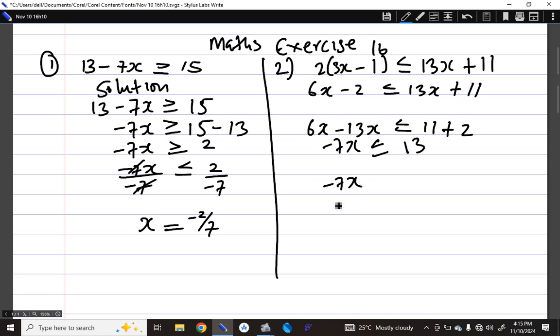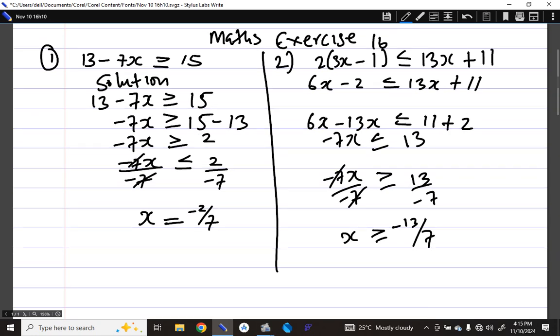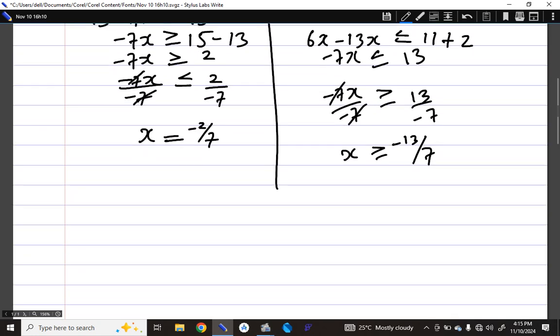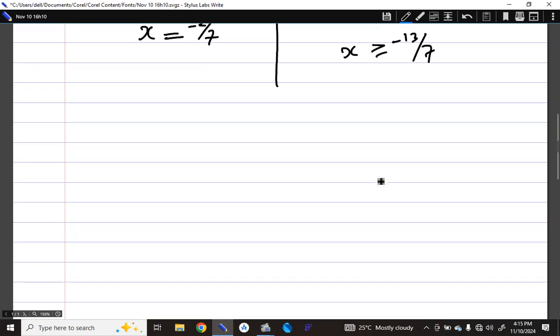So to have the minus 7x divided by minus 7 will now be greater than or equal to, like I told you before, 13 divided by minus 7. I change the sign because I'm dividing with a negative. So I'm having that x is greater than or equal to what? Minus 13 over 7. So this is very simple. So we move to the next question, which is question number 3 and 4. So permit me to still bring this down.